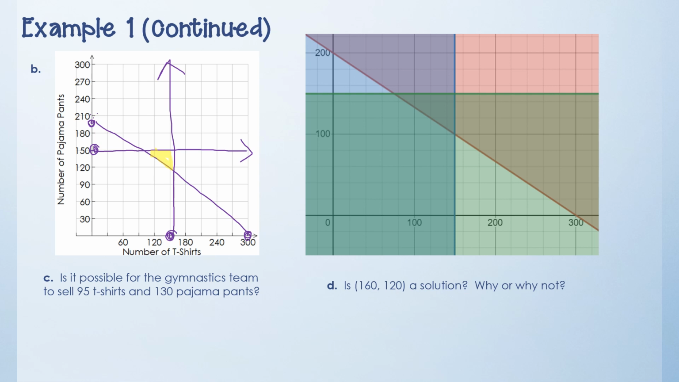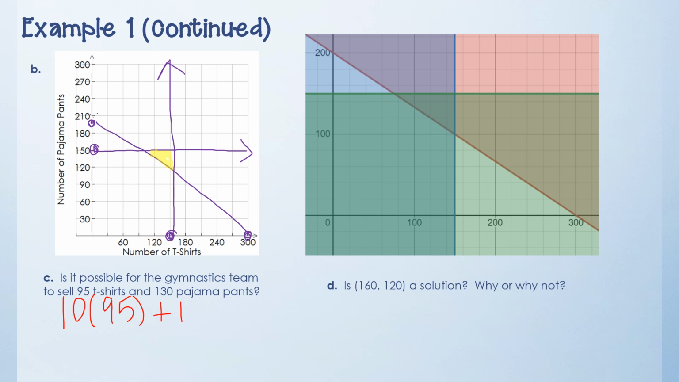So we know that it's okay for them to sell 95 t-shirts because they have 150. We know it's okay for them to sell 130 pajama pants because they have 150 pajama pants. But is it going to get them their goal of $3,000? So we can plug in, it was $10 per t-shirt.